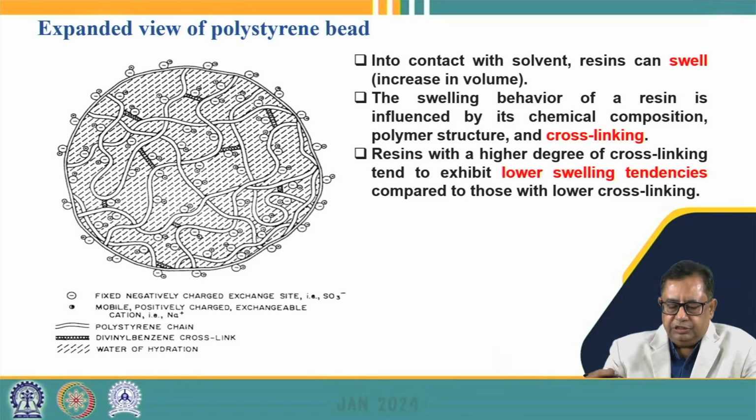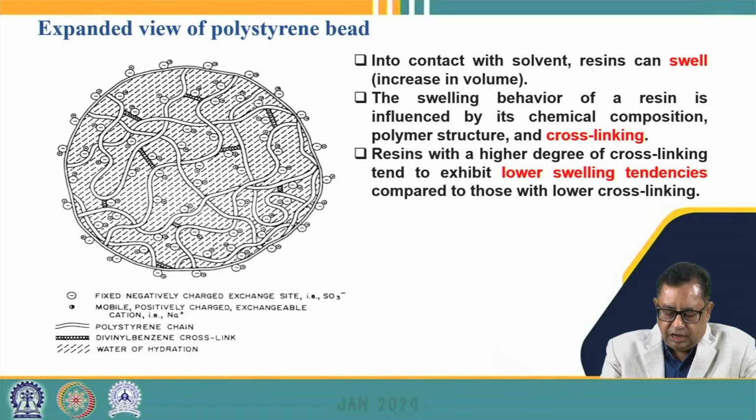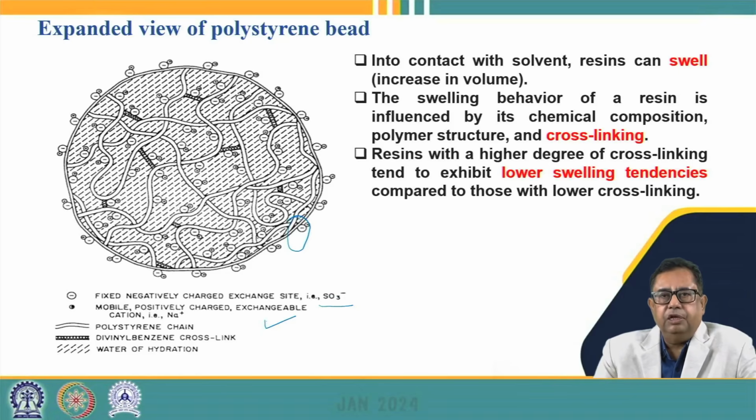You can see here, this is an expanded view of the polystyrene bead. You can see here that we are having certain ions which are fixed to the polystyrene bead. So they are negatively charged SO3 minus ions, which are basically fixed in nature, and we are having the mobile positively charged exchangeable cations. For example, here in this case it is Na plus.